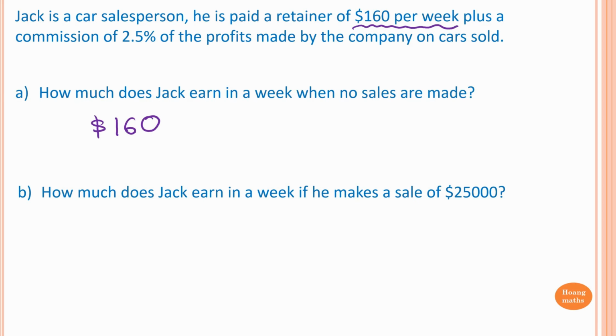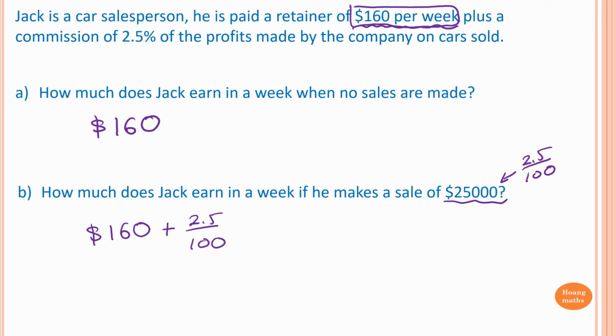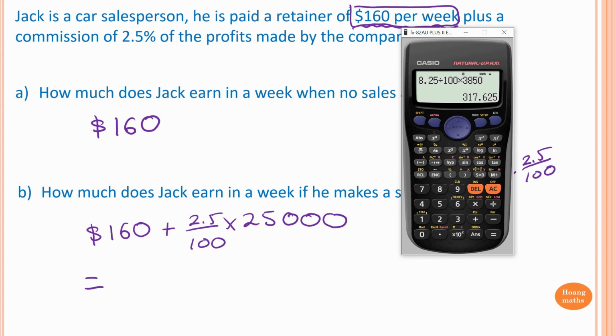Part B. How much does Jack earn in a week if he makes a sale of $25,000? So he will get 2.5% of this, and we add the retainer, which is $160. So he will get $160 plus 2.5% on the amount he made, which is $25,000. So 160 plus 2.5 divided by 100 times 25,000 gives $785.